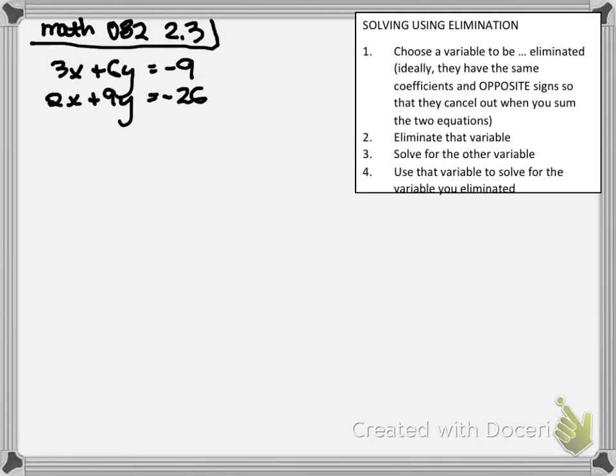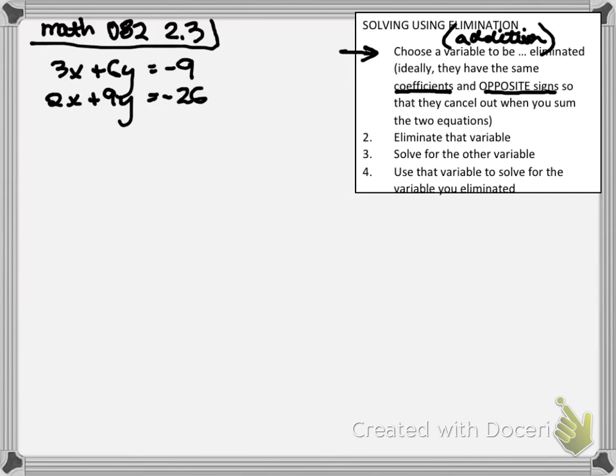Hi everyone, we're continuing on with using elimination, or what the textbook calls addition, to solve systems of linear equations. Okay, so let's look at our first step. Our first step is to pick a variable, either x or y, to be eliminated. And remember, we're looking for variables that have the same numerical value but opposite signs for their coefficients.